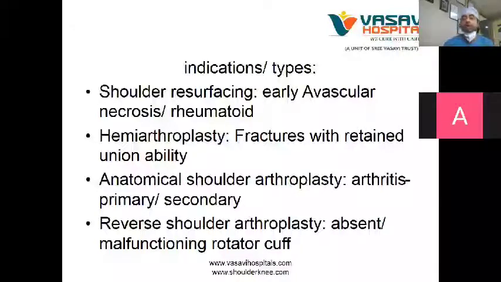But the shoulder, one, it is very versatile. The function of a shoulder is again very versatile. We need our shoulder to lift, to comb our hair, for hygienic purposes, to throw. Some people will come and demand, I need to play golf.